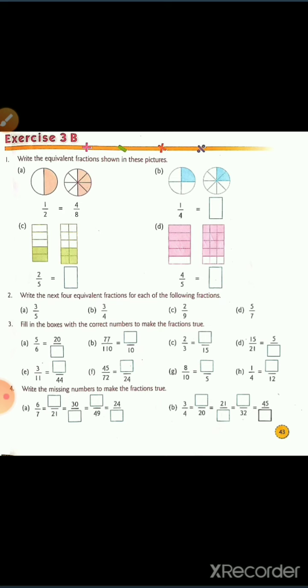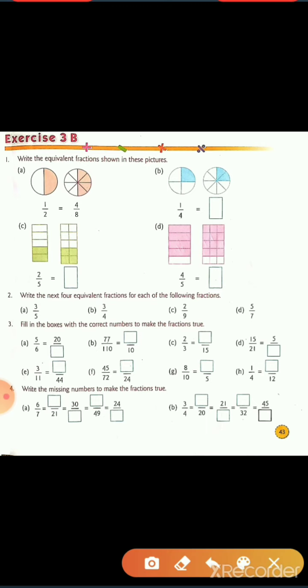One question is already done for you, showing how to write it. So the first one, the answers are already given. In the first picture, one circle is divided into two parts, and out of those two parts one part is shaded. So for this circle, the fraction is 1/2.